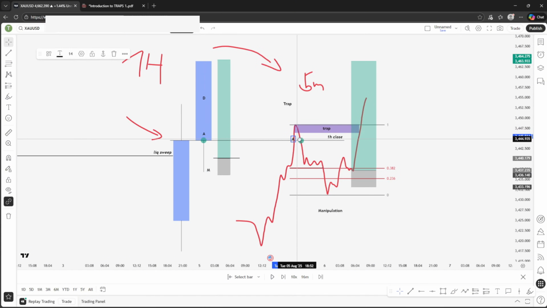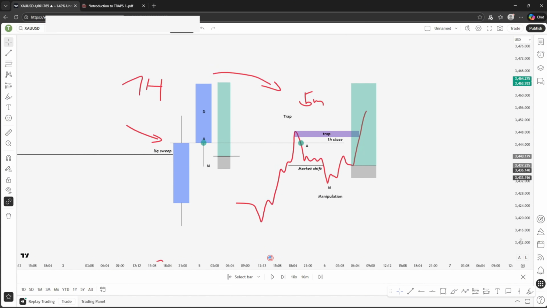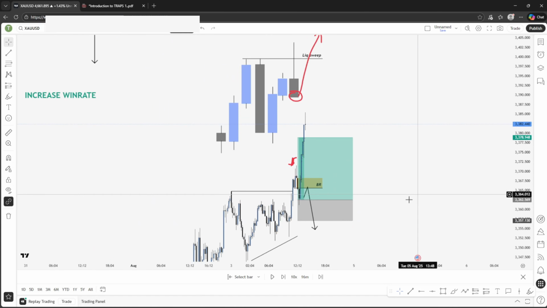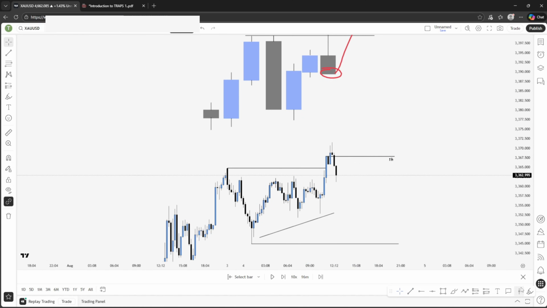So the opening price of the 1H candle is accumulation. The fake market shift would be the manipulation. So we want to enter inside the manipulation like this. Let's say this would be the market shift. Let me also show you on this real price action. So let's say the 1H candle closes at this level, so there's this new 1H opening for the next candle.